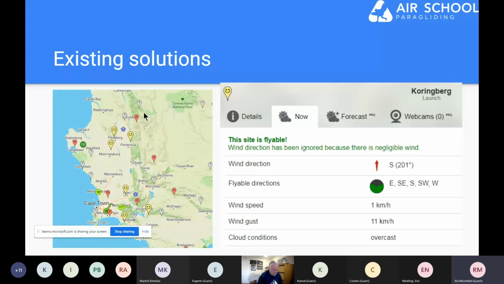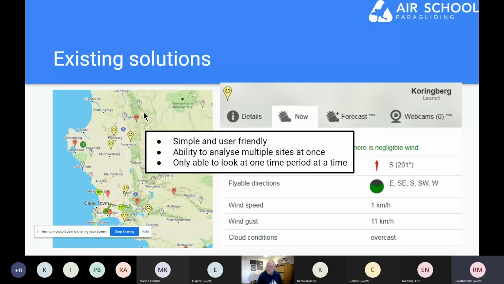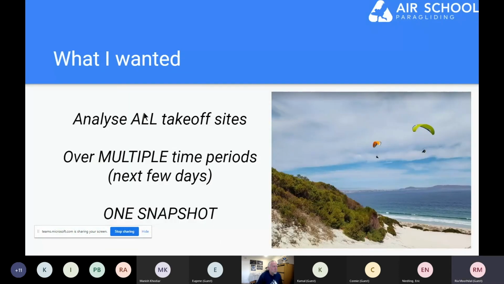And coming from a data background, this was very frustrating for me. The nice thing about this is it's simple and user-friendly with the smiley faces, but I didn't find it useful in my world because of the inability to look at more than one time period. So here's what I wanted. I wanted to analyze all of the takeoff sites over multiple time periods, meaning for the next few days, and look at it in one snapshot to get a high-level idea of what's going on. So that is what I wanted to solve, and we're going to go into that now.